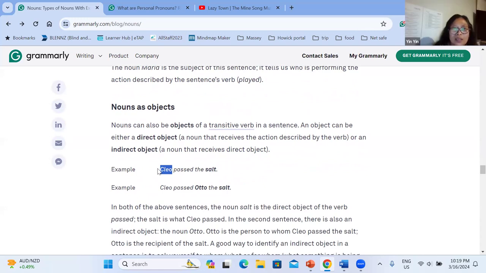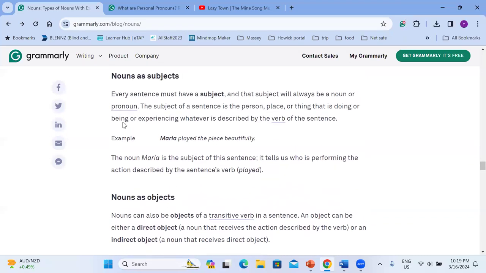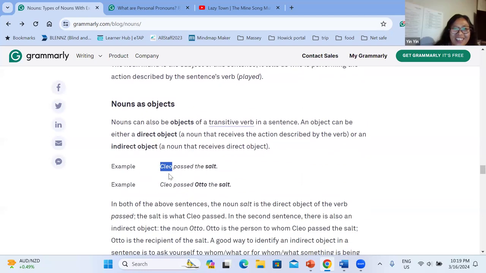Now, proper noun. Cleo is a noun. It is a subject, right? How? Cleo passed the salt. Cleo is the subject, passed is the verb, right? The salt is the object, the direct object. Cleo passed the salt. So Cleo is the subject, and passed is the verb.